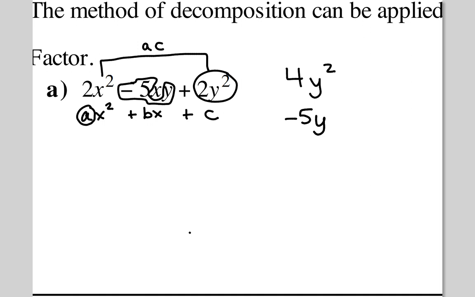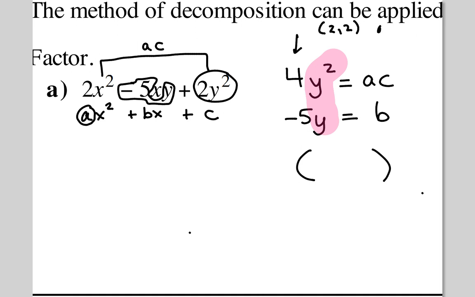Okay. So this is the AC and this is the B. And if you think about it, without the variables, you might have success as well. What multiplies to 4? 2 and 2, or 4 and 1? Good. Which one of those is going to get you to 5? 4 and 1. They both have to be negative.